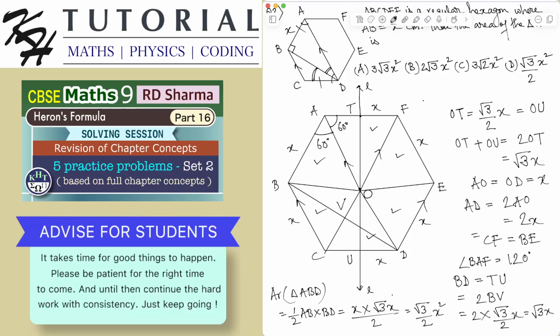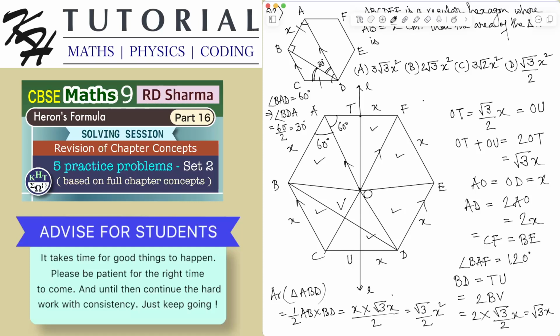We have already seen that angle BAD is equal to 60 degrees. So this will imply that angle BDA will be equal to 60 degrees divided by 2, which is 30 degrees. Angle BDA is 30 degrees, so this is 30 degrees.